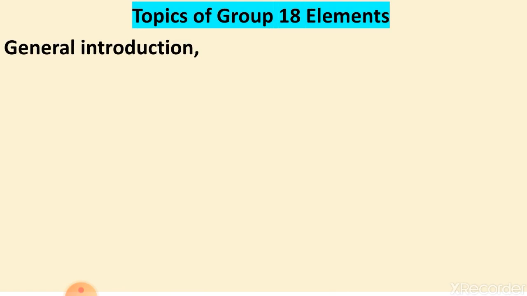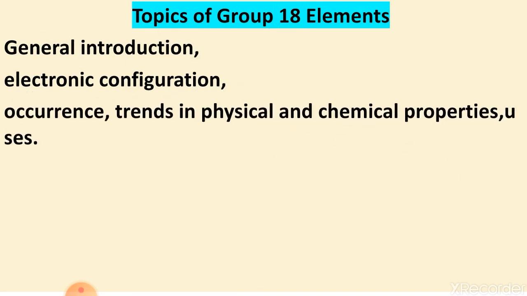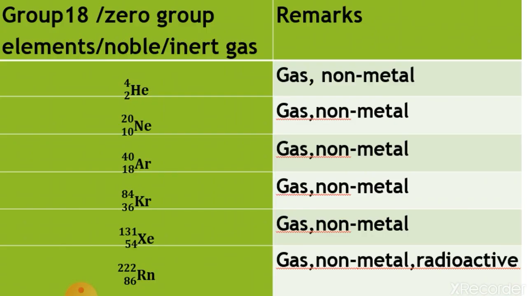Here you have to know about the general introduction, electronic configuration, occurrence, trends in physical and chemical properties and usage. That means whatever is given in the NCERT book for group 18 elements, you have to know everything for the board examinations. That means nothing is excluded from group 18 elements. So now dear students, let us focus on the general introduction.